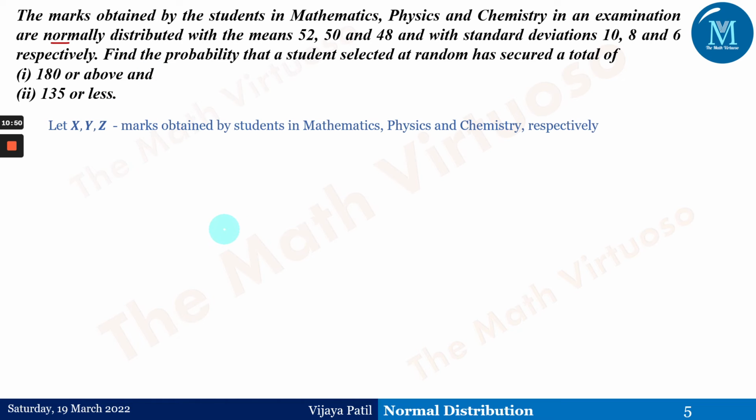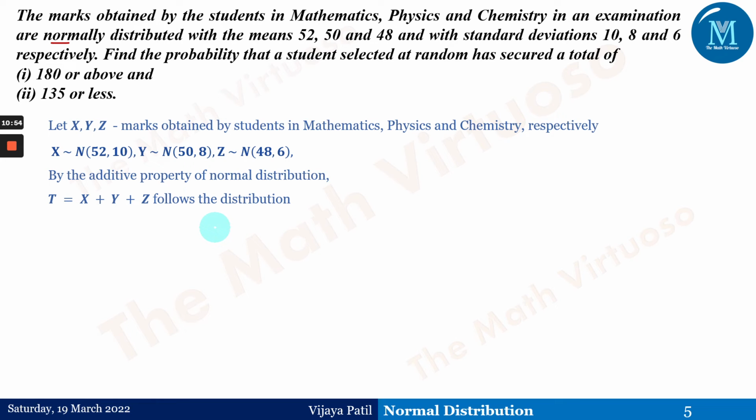Okay, now let x, y, z be the marks obtained by students in mathematics, physics and chemistry respectively. That means x follows normal with 52, 10, y follows normal with 50, 8, and z follows normal with 48, 6. By the additive property of normal distribution, t, which is nothing but x plus y plus z, follows the normal distribution. Now why are we defining this particular variable t, which is the addition of the three of them?